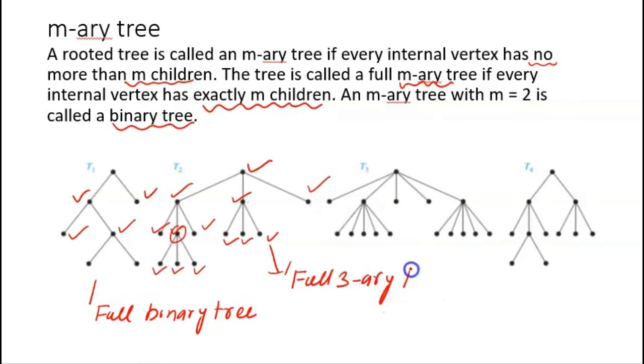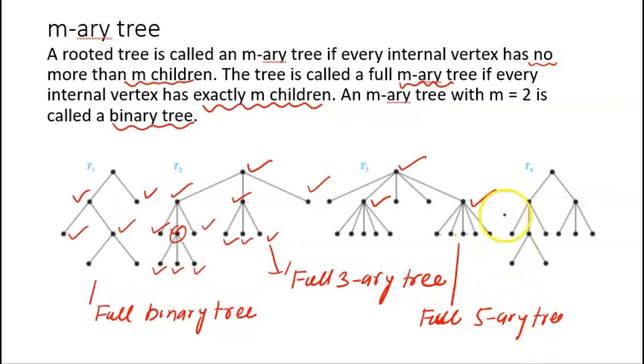If I look at this example, this is an internal vertex and it has 1, 2, 3, 4, 5 children. This is an internal vertex, it has 1, 2, 3, 4, 5 children. This is an internal vertex, it has 1, 2, 3, 4, 5 children. So this is an example of a full 5-ary tree.